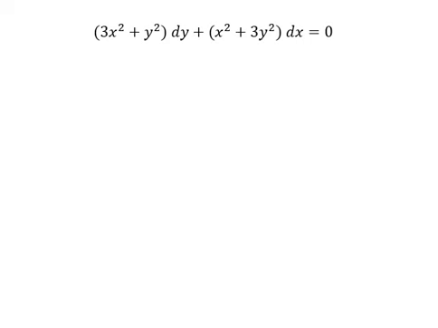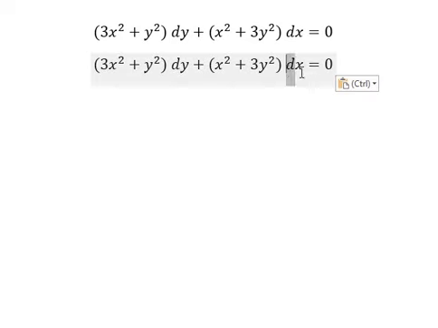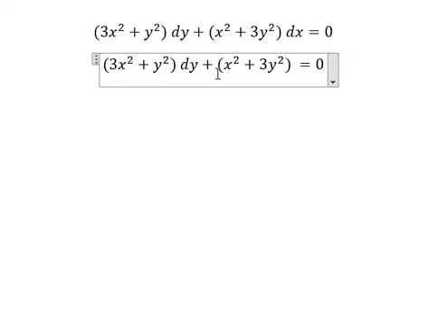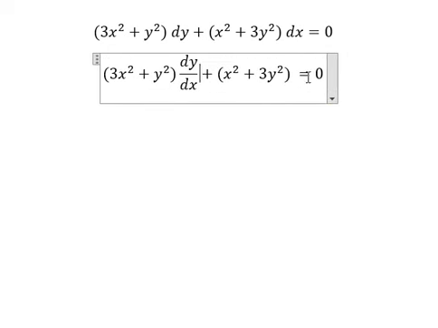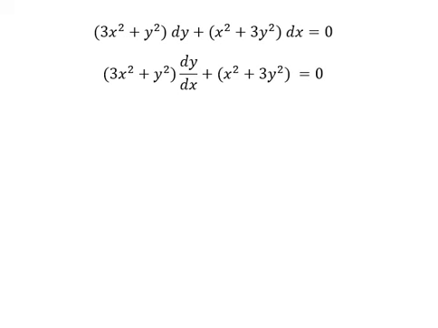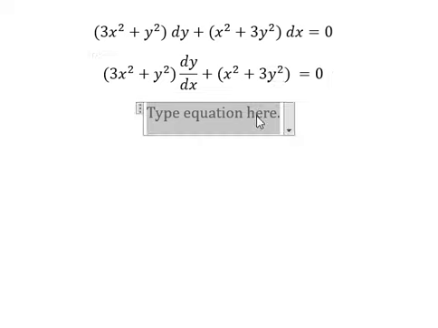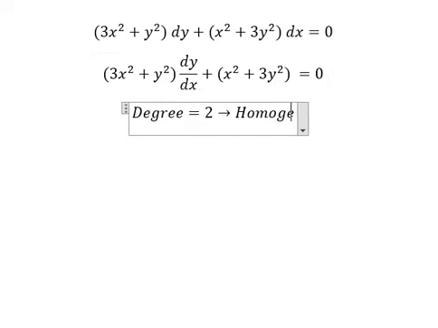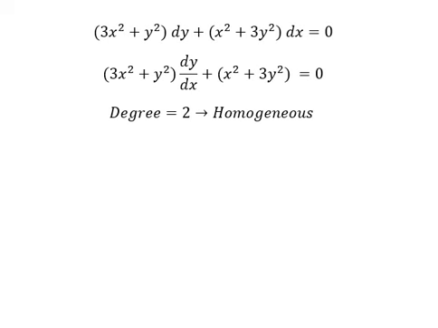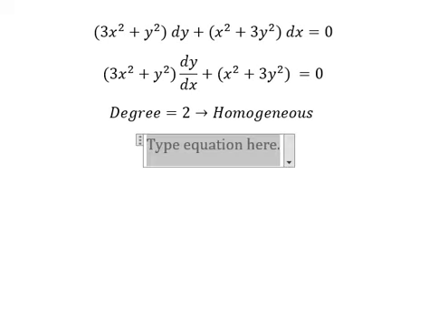So today I will show you how to answer this one. We need to divide both sides by ds. Next, we see that x squared, y squared, x squared, y squared, they are degree 2. So this is about homogeneous. So I will put y equals vs.